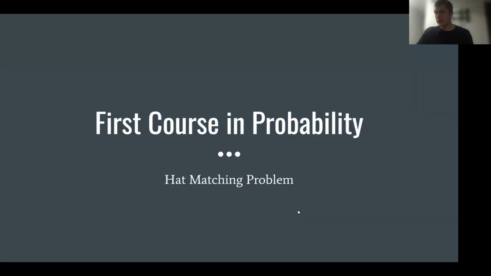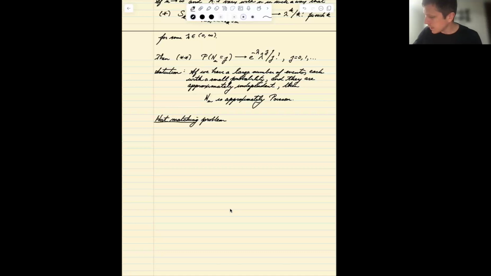Okay, a nice application of the ideas we've been talking about is in a problem called the hat matching problem. This is a great example or application of the Poisson approximation theorem. So what is the hat matching problem? We're assuming that there's n people and n hats. So each person has a hat.